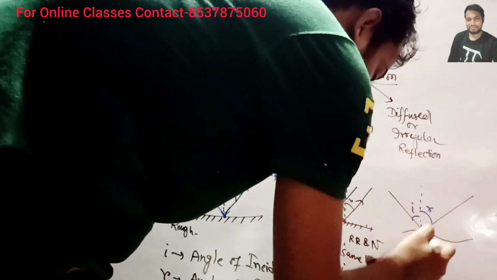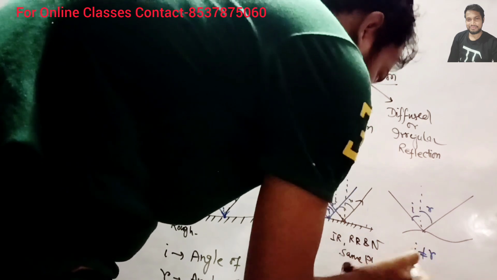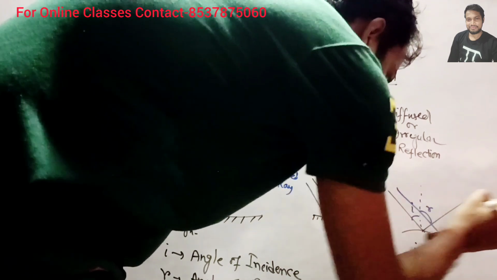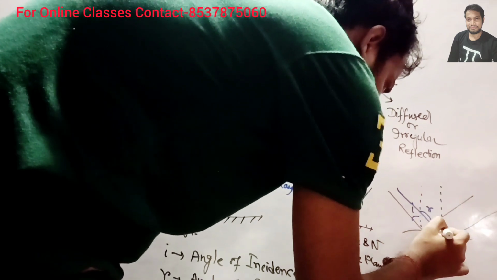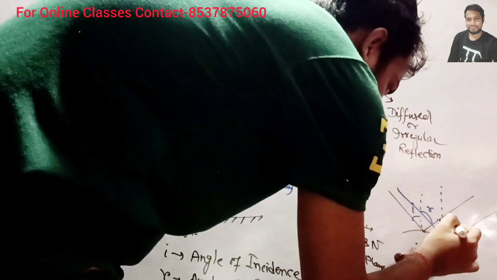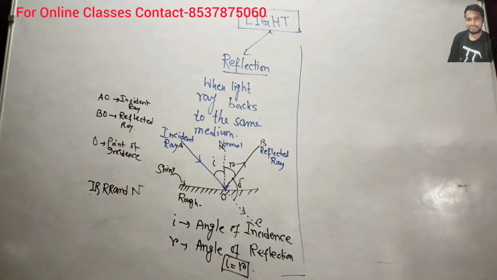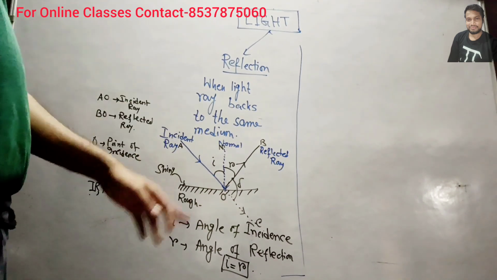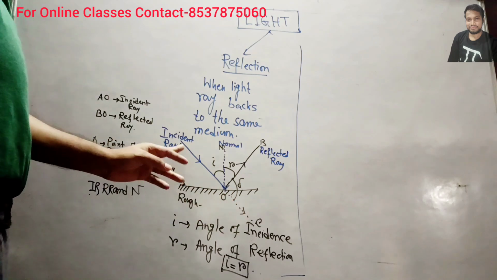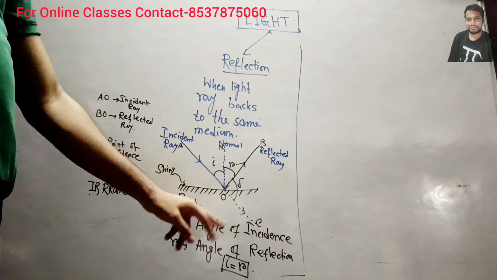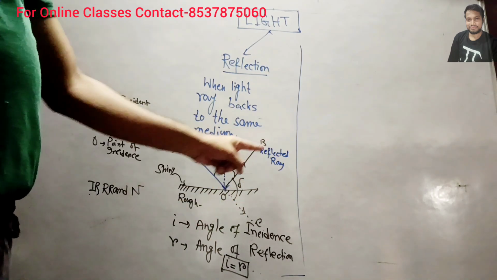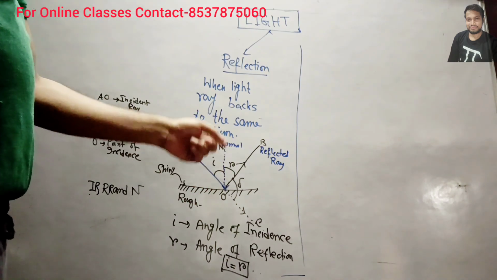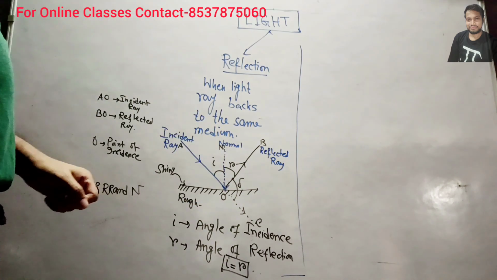I and R will not be the same. If we take another case like this, the angle of incidence and angle of reflection. So we'll start from this part. We have to name them. This is the incidence ray, we can name it AO. This is the reflected ray, we can name it BO. This is the normal, NO.